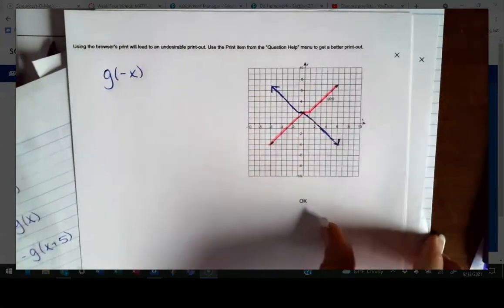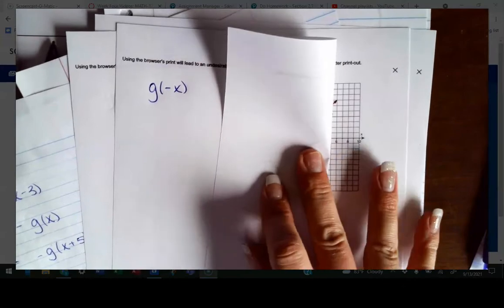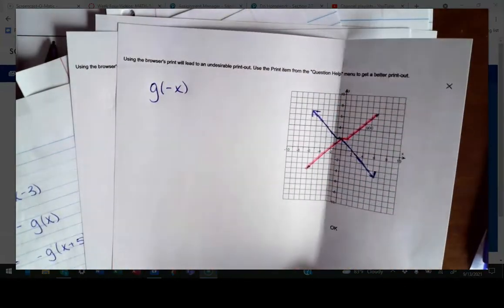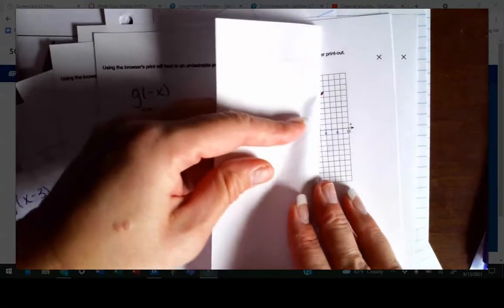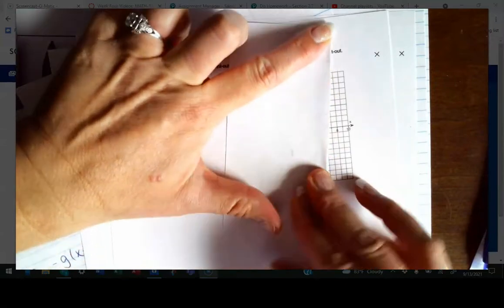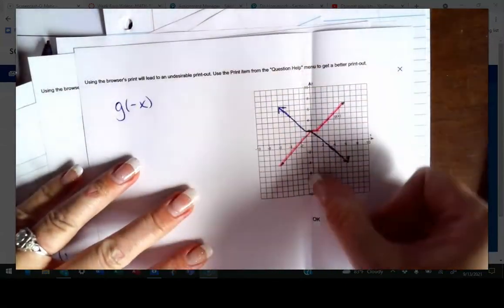If I were to fold this on the axis like this, it would lay on top of itself, which I folded really badly. But that's what it would look like. Let me fix that so I don't throw you off completely. All right, if I fold it like that on the axis, the pink thing and the blue thing mirror each other. All right, so what's the next one?